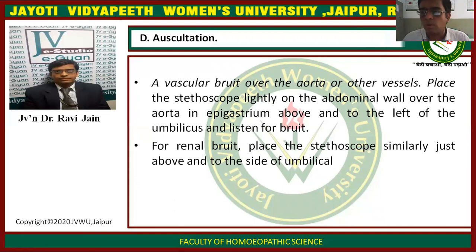Now for abdominal mass, because in case of abdominal mass the blood supply can be raised or increased, a vascular bruit is heard over the aorta or the other vessels. Place the stethoscope lightly on the abdominal wall over the aorta in the epigastrium, above and to the left of the umbilicus, and listen for the bruit. The bruit is basically the blood flowing noise or sound in the blood vessels. For renal bruit, place the stethoscope similarly just above the side of the umbilicus. So you have to listen for the vascular bruit over the aorta or other vessels, and you also have to listen for the renal bruit placed on the side of the umbilicus.